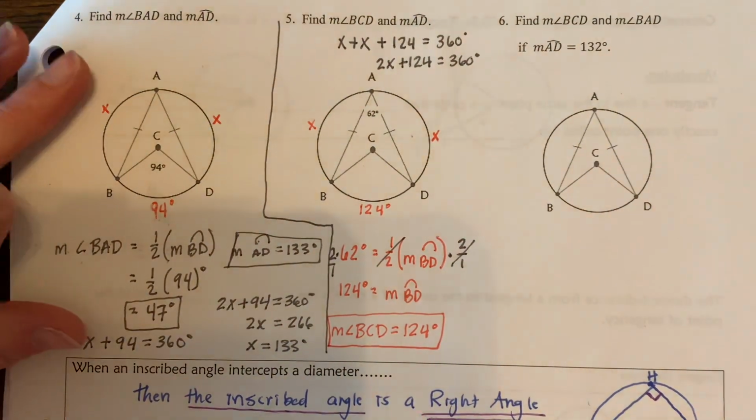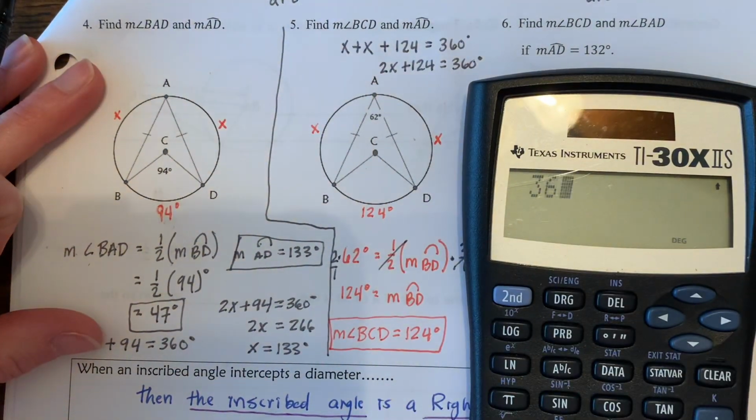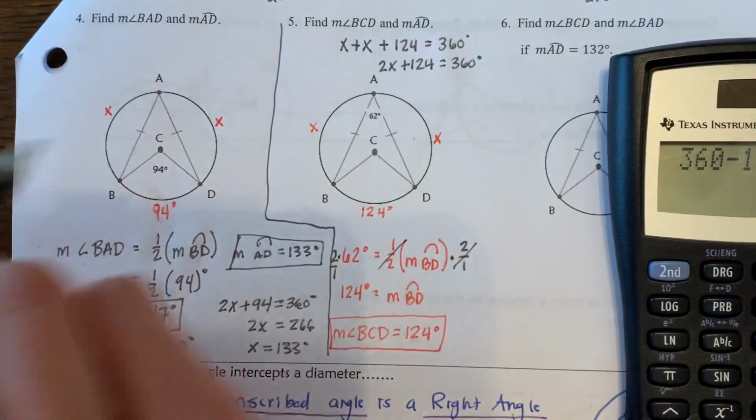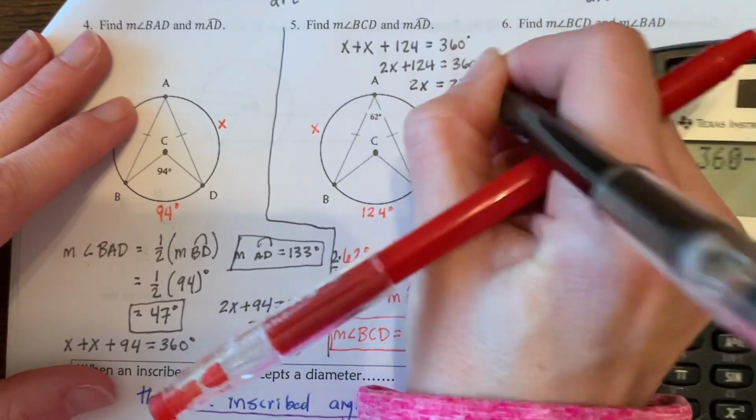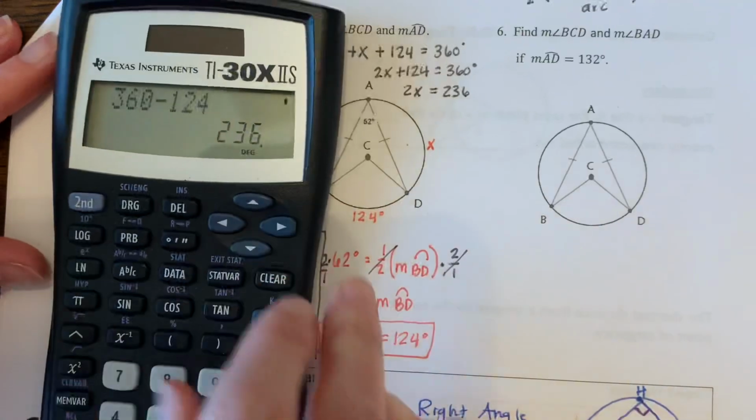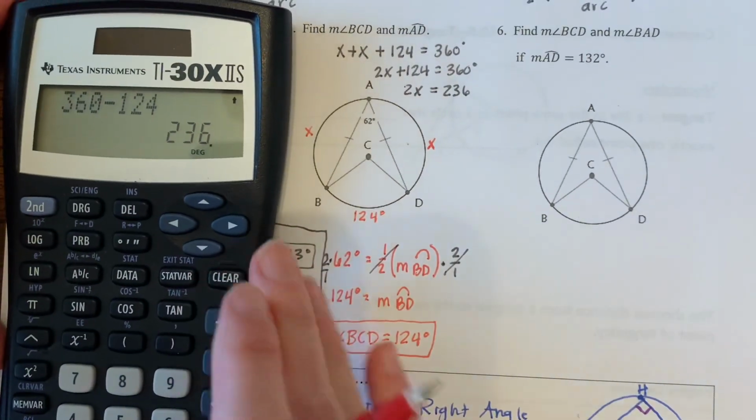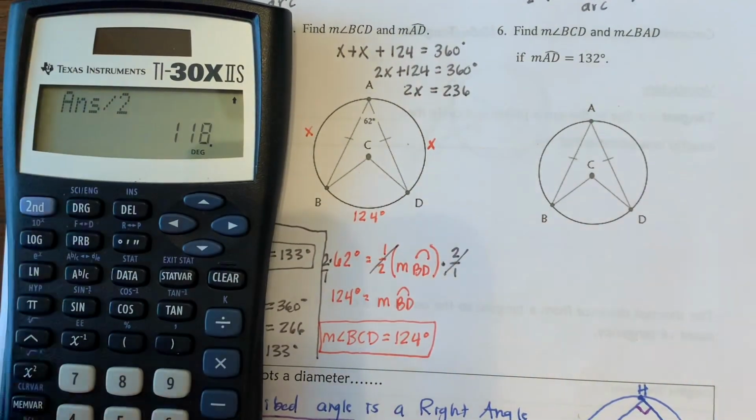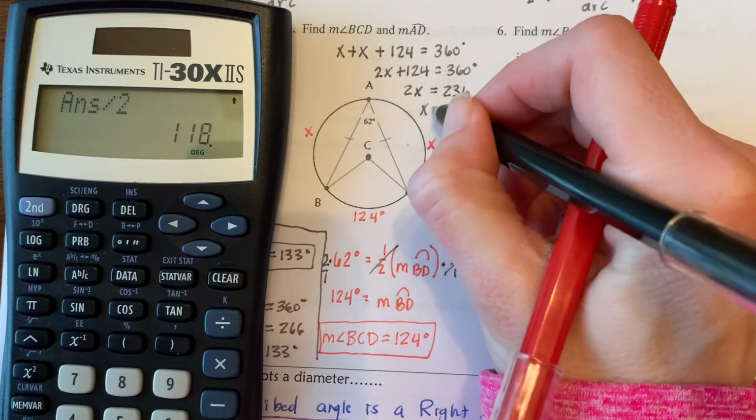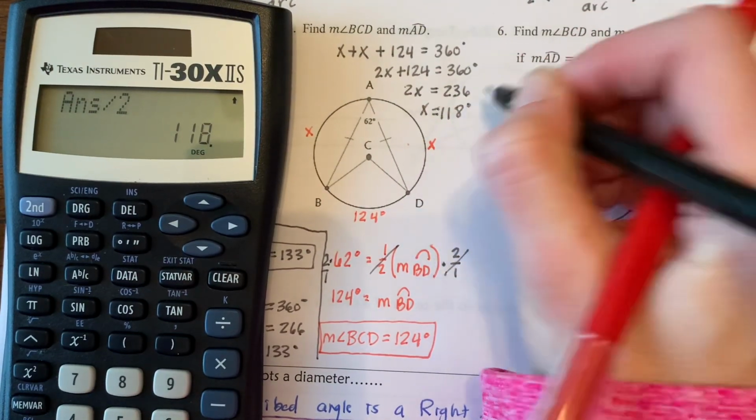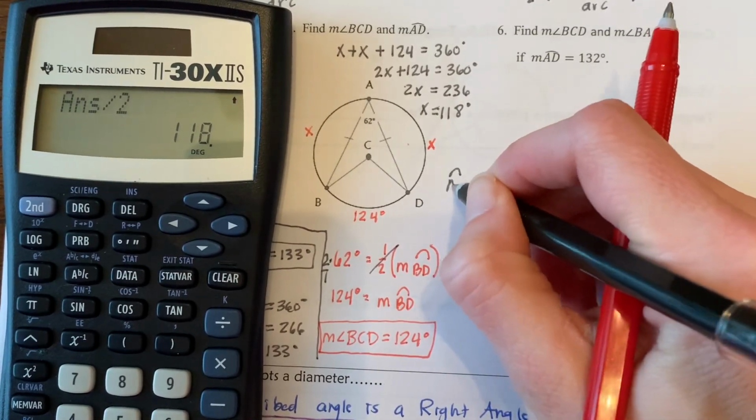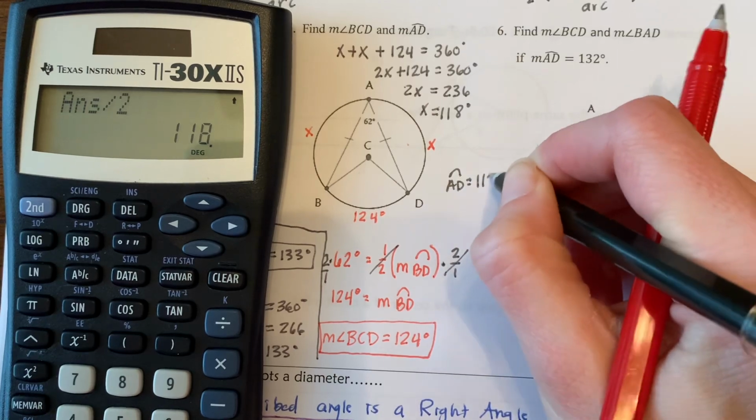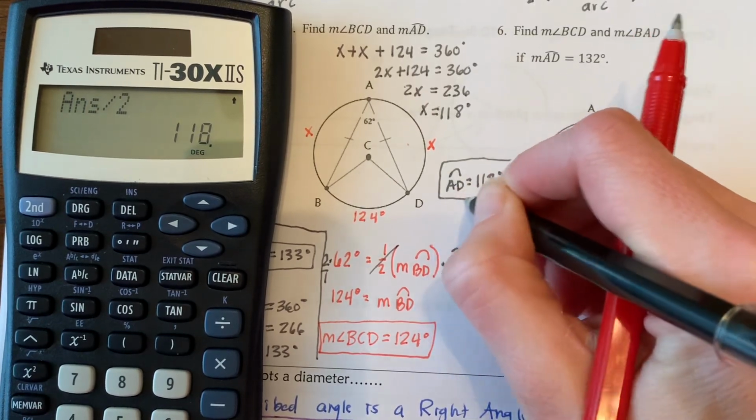Okay, I subtract 124 from both sides. We have 2x is equal to 236. I can divide both sides by 2, and x is equal to 118. Okay, that means that the measure of arc AD is equal to 118 degrees.